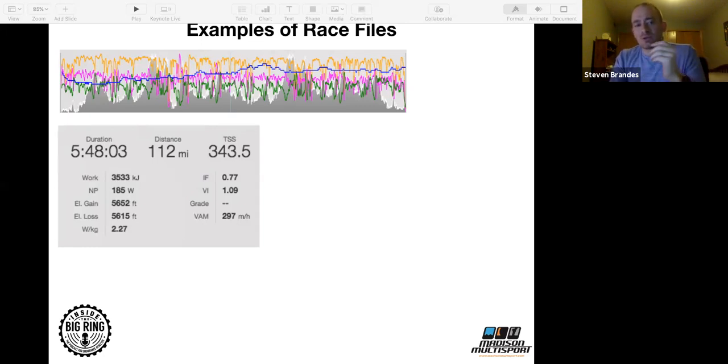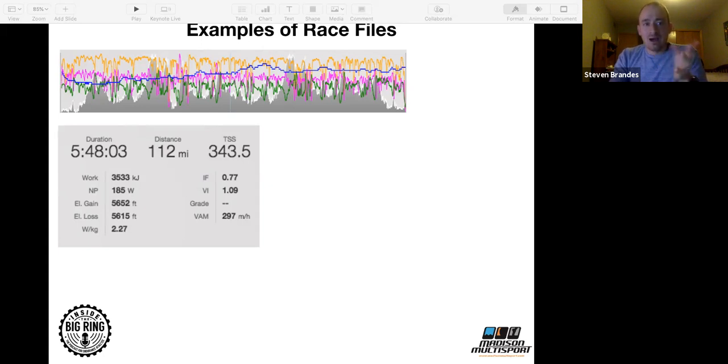I don't think the watts per kilo is correct in this. Intensity factor, 77%. Variable index, 1.09. It's pretty high for an Ironman. But look at the TSS, 343. That's huge. I mean, that's really hard riding.